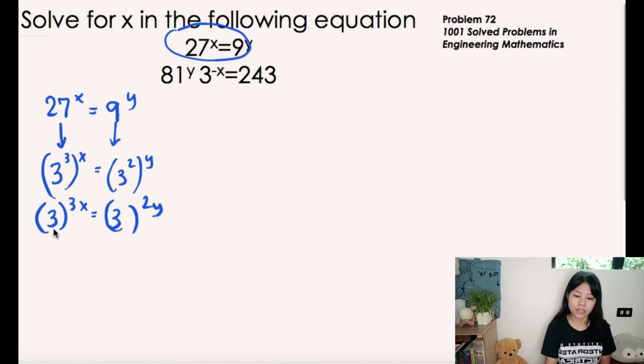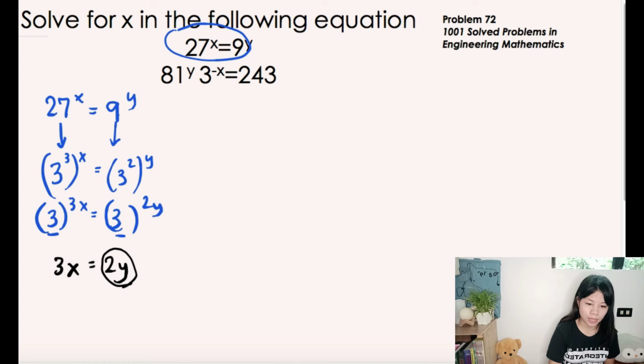So, since meron na silang same base, tatandaan nyo to, kapag meron na po kayong same base, ibig sabihin, pwede mo nang i-equate yung kanyang exponent. Paano yung mangyayari? Magiging 3x is equal to 2y na siya. So, si 2y ay equal daw sa 3x. So, punta naman tayo dun sa next na equation.